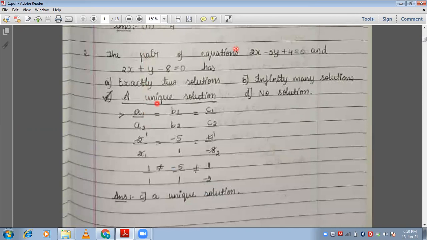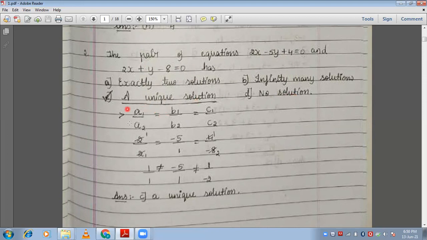The pair of equations 2x minus 5y plus 4 is equal to 0 and 2x plus y minus 8 is equal to 0 has dash. Here they have given four choices. First one is exactly two solutions. Second one, infinitely many solutions. Third option, a unique solution. Fourth option, no solutions. So you need to choose which option is correct.